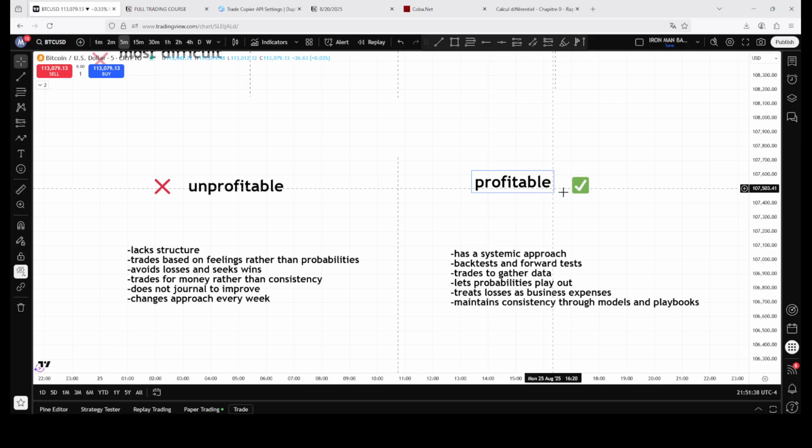And then the profitable trader, pretty simple, has a systematic approach. Again, we are going to talk about this further. We have a whole channel in the Discord dedicated to different systems, debating about systems and teaching different systems and whatnot. Then you have backtests and forward tests. So let me just explain to you guys what's the difference between the two and how you can implement them.